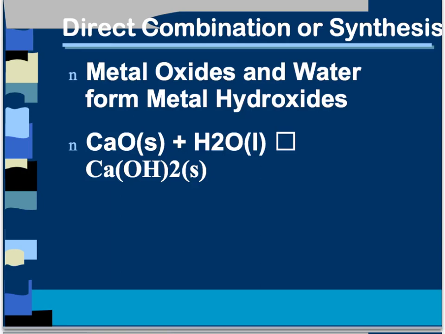The first thing I want you to know is that metal oxides and water will always form metal hydroxides. So calcium's a metal, and oxygen here is our oxide, along with water is going to form a metal hydroxide. OH is our little hydroxide polyatomic ion. And just so you guys know, the subscript down here should be a subscript, not behind it. So the first type of synthesis reaction, metal oxides and water, will always form metal hydroxides.